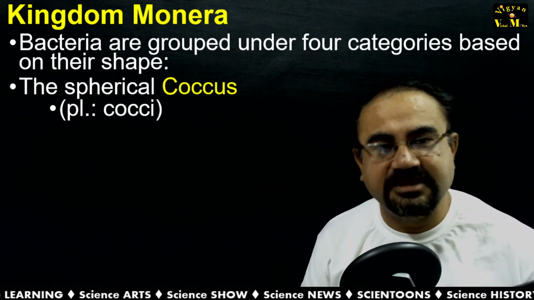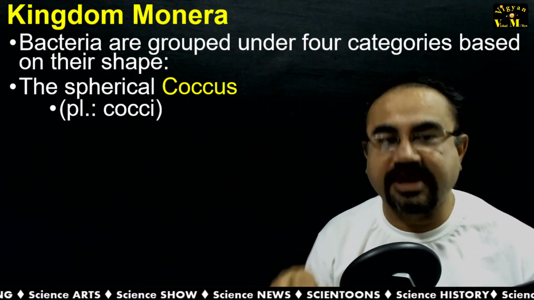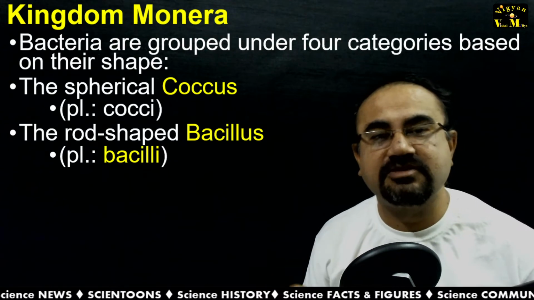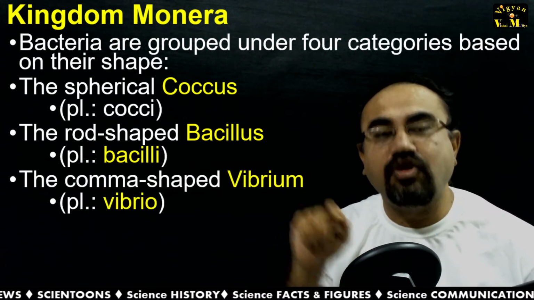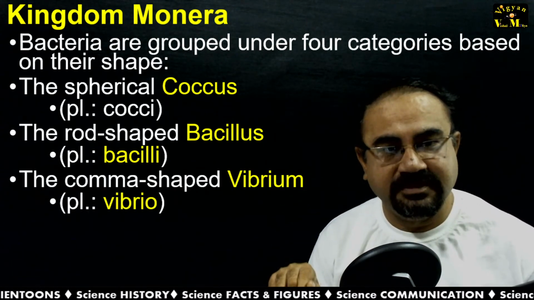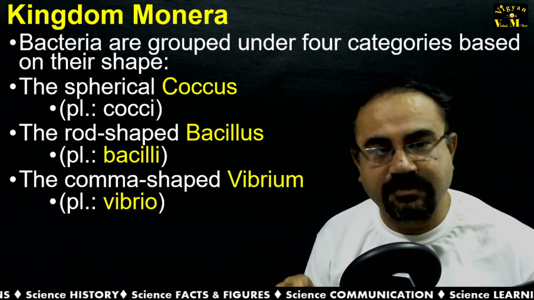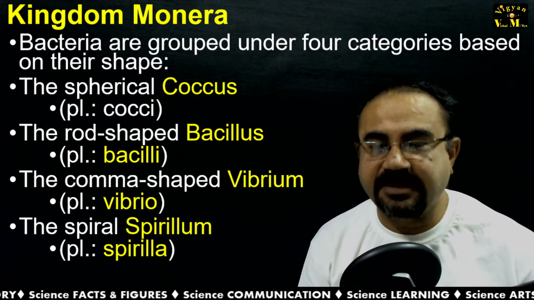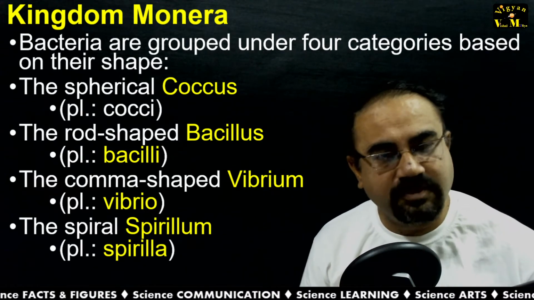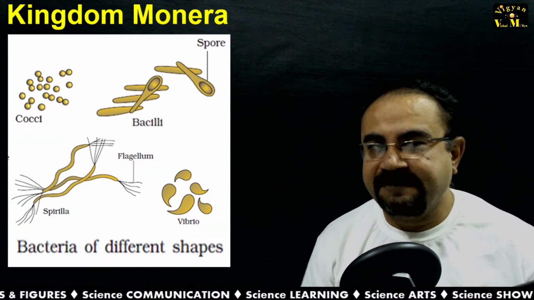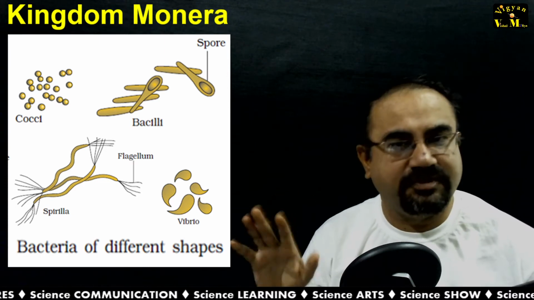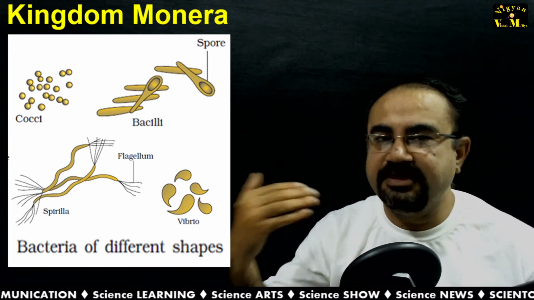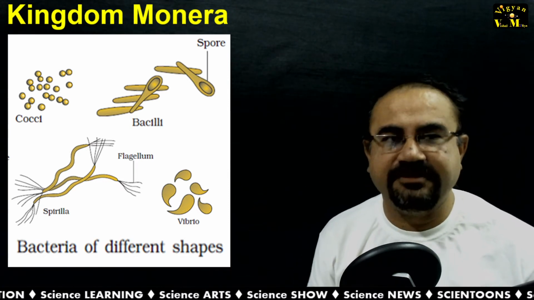If they are spherical, they are coccus, plural cocci. If they are rod shaped, they are bacillus, plural bacilli. If they are comma shaped, they are vibrio, plural vibrios. And spirillum is the spiral shape, and spirilla is its plural. Let me go through some of these things. Though the textbook has given some photographs, we will go into a little more detail.